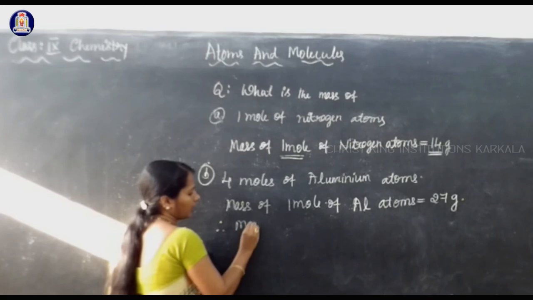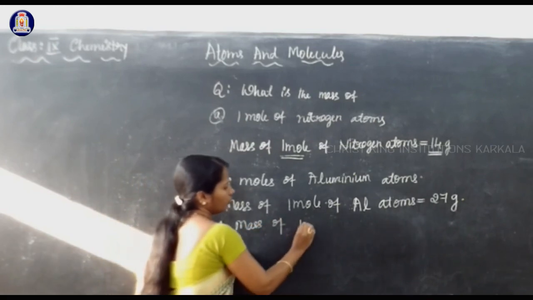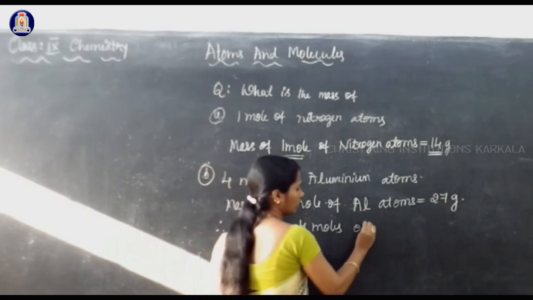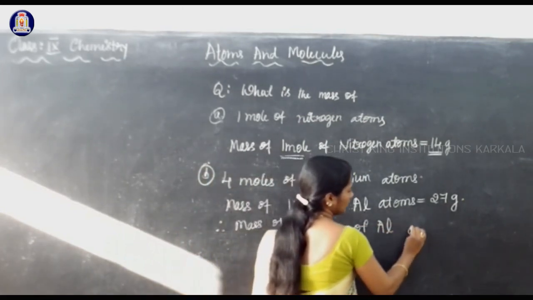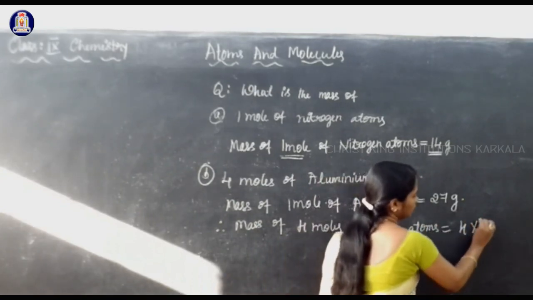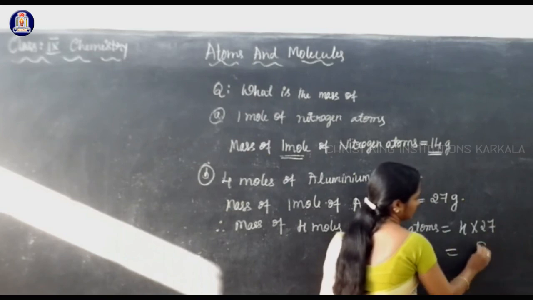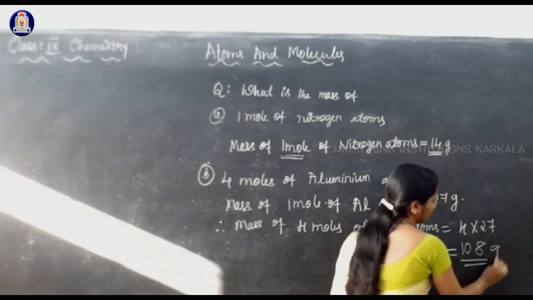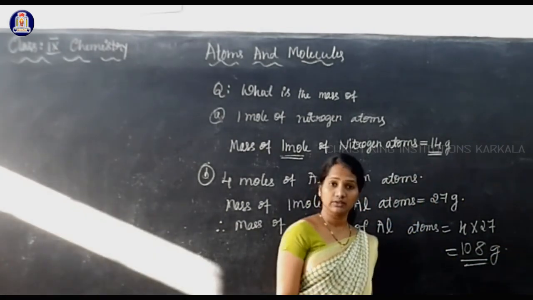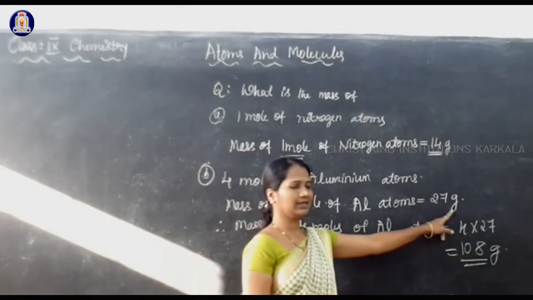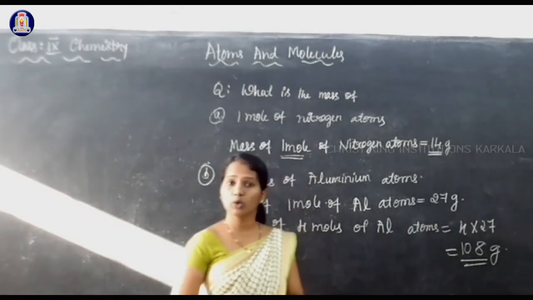Therefore, the mass of 4 moles of aluminium atoms is equal to 4 into 27. That is, 7 4s are 28, 4 2s are 8, plus 2 is 10, so 108 gram. This is also called molar mass. You are representing it in grams. That is the mass of 1 mole of the substance.